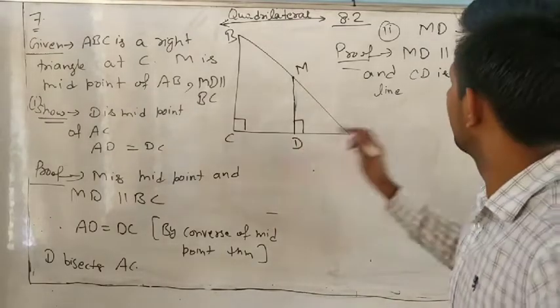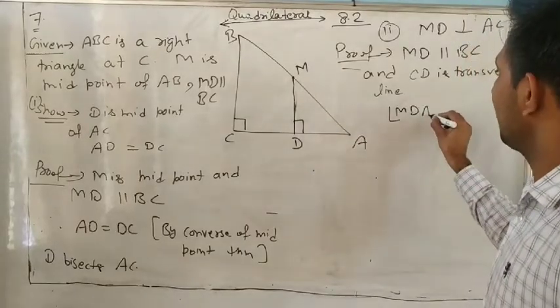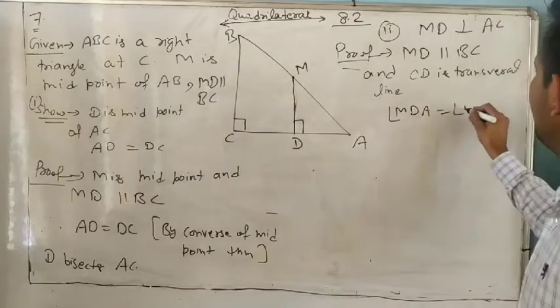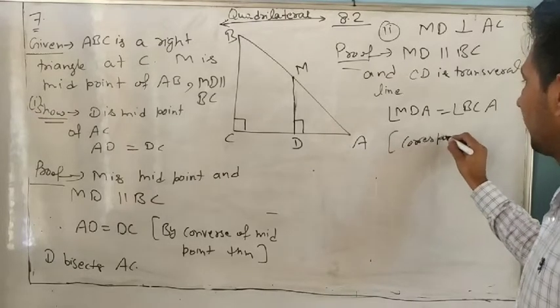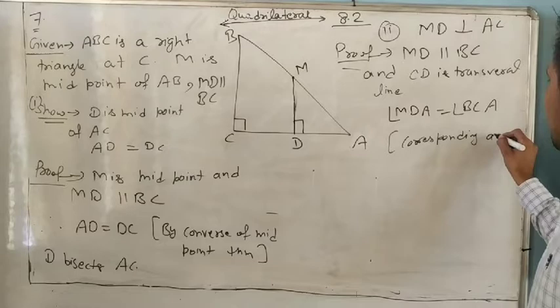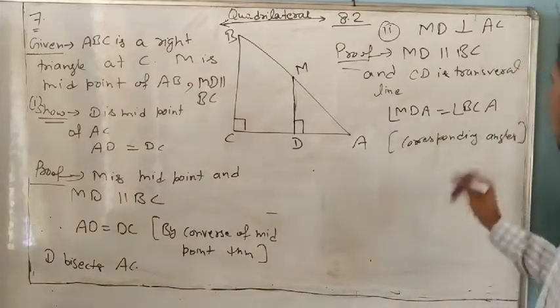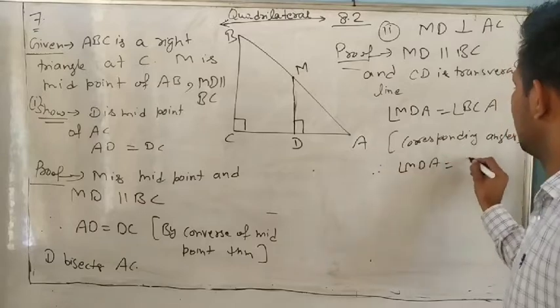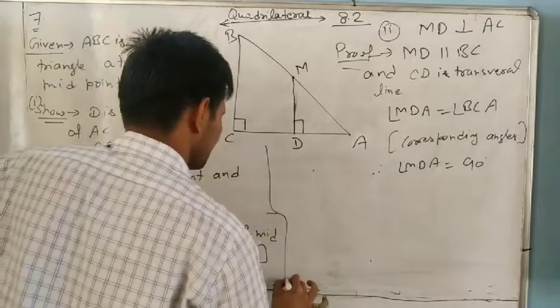So you can write angle MDA equals angle BCA. Why? Corresponding angles. And if the corresponding angles are equal, therefore angle MDA is 90 degrees. So we wanted to prove that it is 90 degrees. Understand?